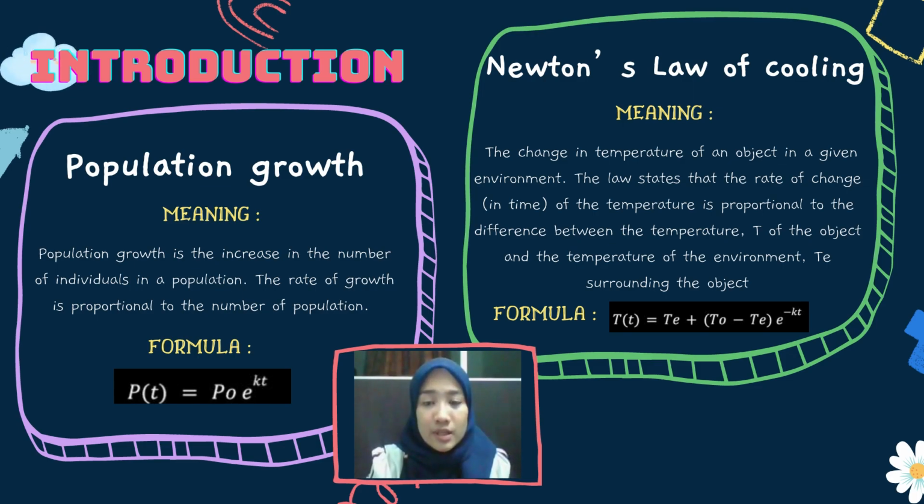The formula for Newton's law of cooling is T(t) is equal to Te plus in brackets T0 minus Te, multiplied by e to the power of negative kt, where T(t) is the temperature at any time, Te is the environment temperature, T0 is the initial temperature, e is the exponential, k is the proportional constant, and t from the formula is the time.